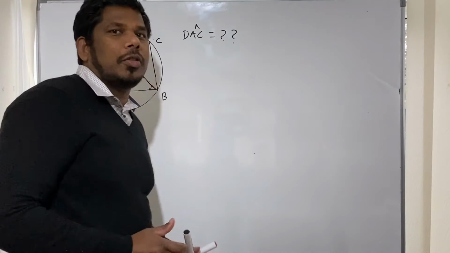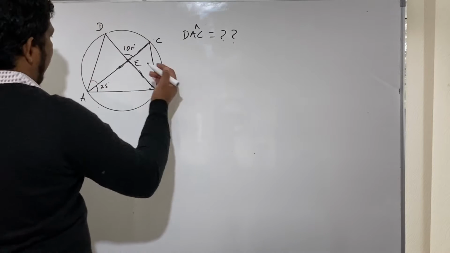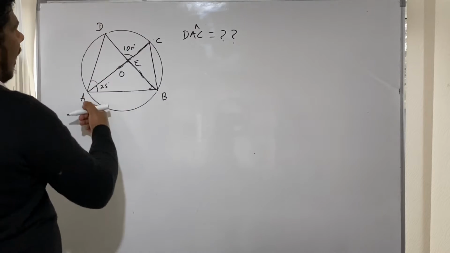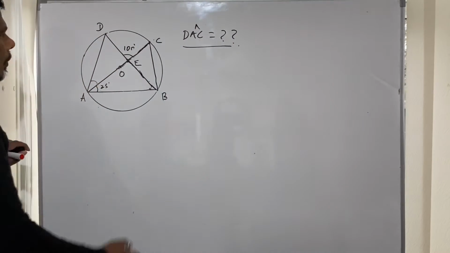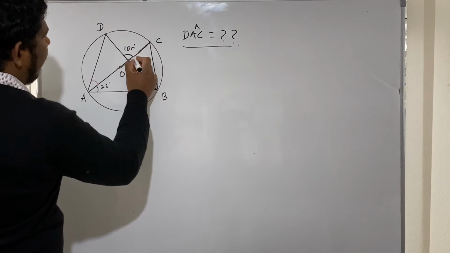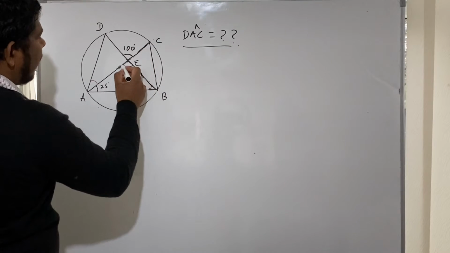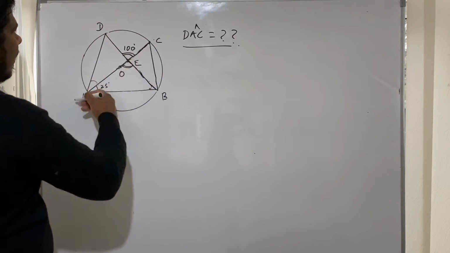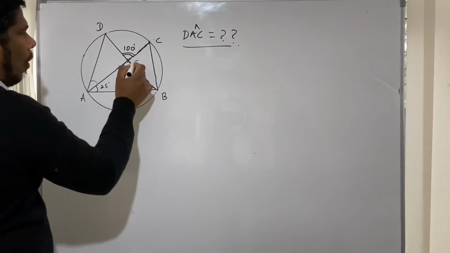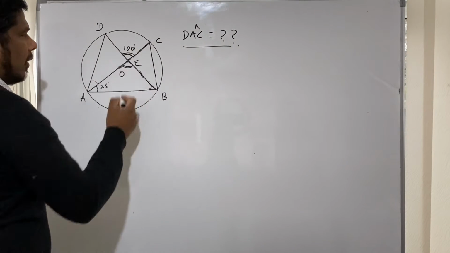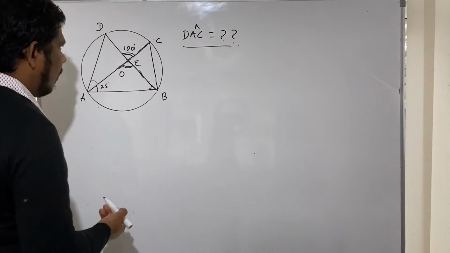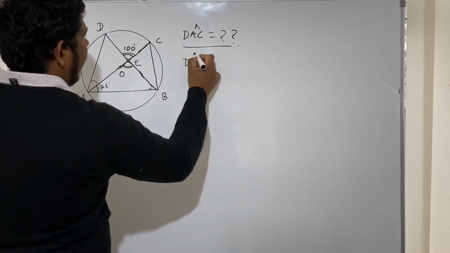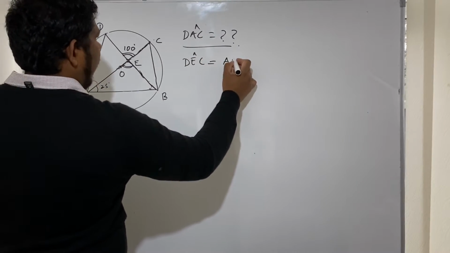Okay, now we can solve this question together. This is the circle and center is O, and we need to find the angle DAC. Angle DEC is 100, so we know this angle is going to be 100 as well, because line AC and line BD cross each other at point E, and these two angles are vertically opposite angles, so they are equal. So we can write down that angle DEC is equal to angle AEB.